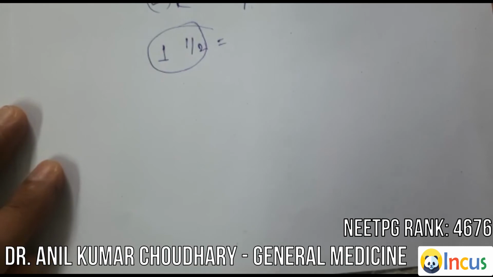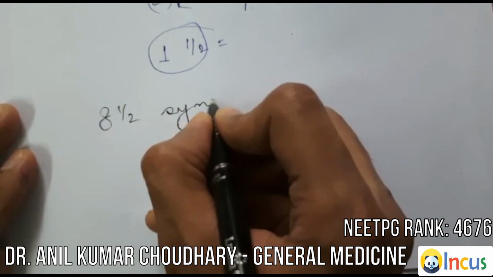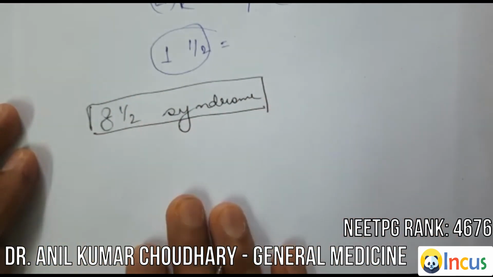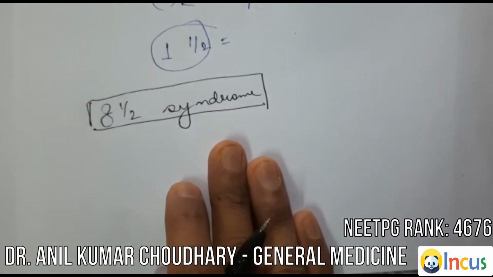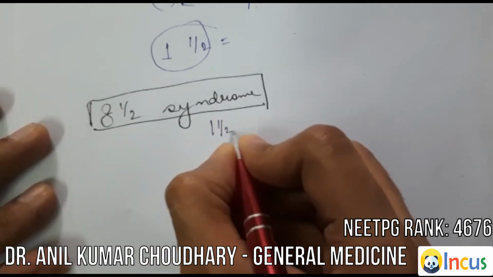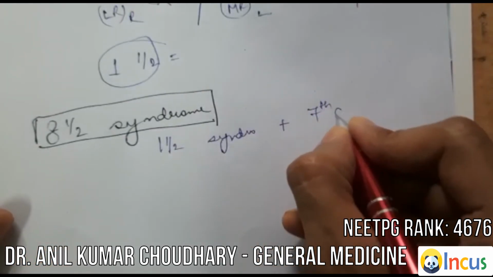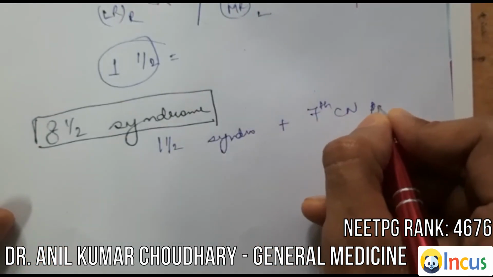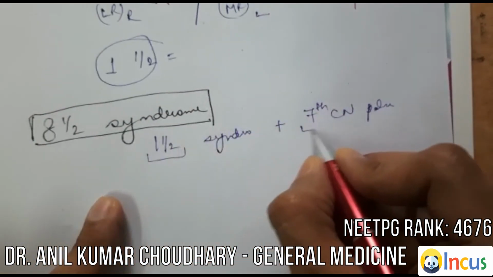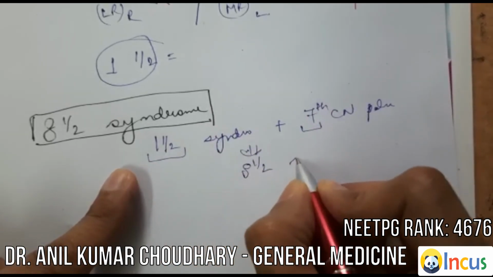Now 1.5 syndrome we have done. There is another fancy term called 8.5 syndrome. These things are actually not as rare as they seem. This is very common if you see a case of stroke in your medicine wards. So 8.5 syndrome is nothing but 1.5 syndrome associated with 7th cranial nerve palsy. So there is no maths in this actually. 1.5 we have seen previously, and this 7. So 1.5 plus 7 is 8.5. That's how it makes 8.5 syndrome.